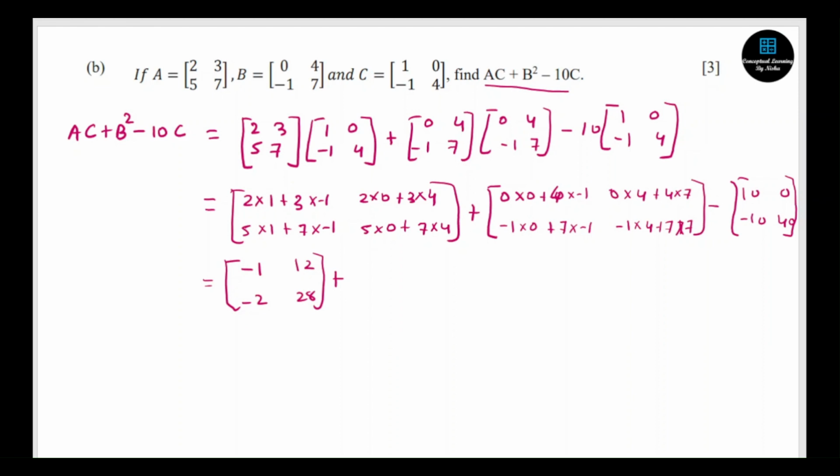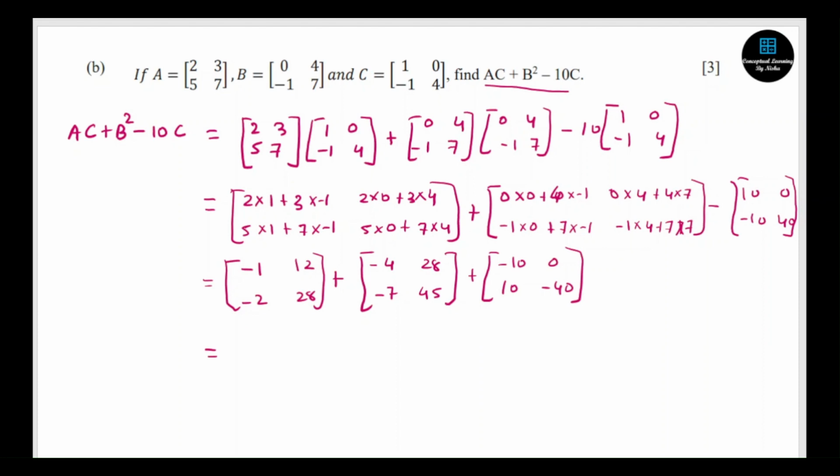So now what do we get for this one? Here it is 0, minus 4. So I'll get minus 4. This is minus 7. This is 28. And 49 plus 4 is 45. Okay. And now I'll take the minus sign along with that. So I'll write minus 10, 0, 10, minus 40. Alright. And now when I add them.